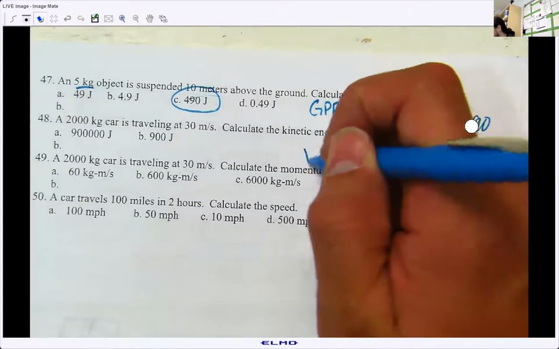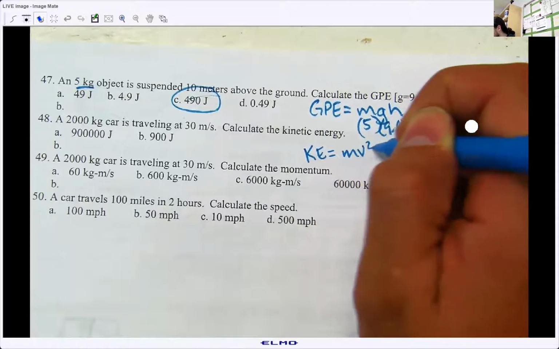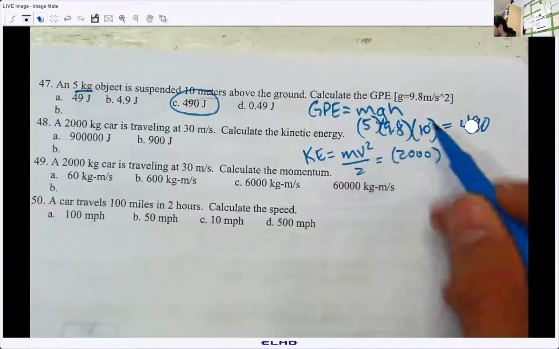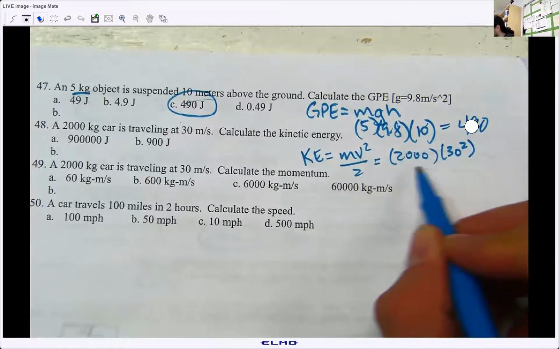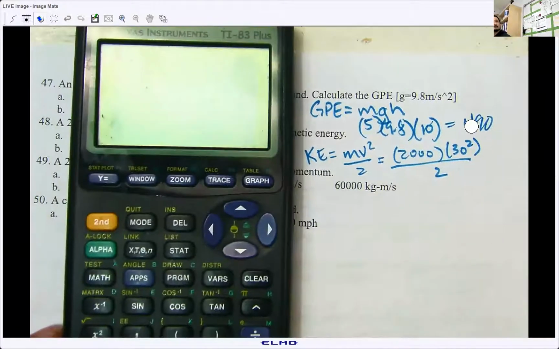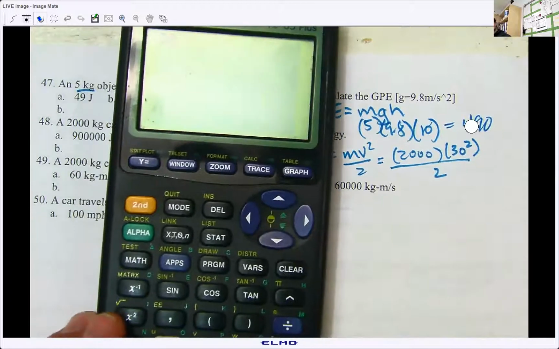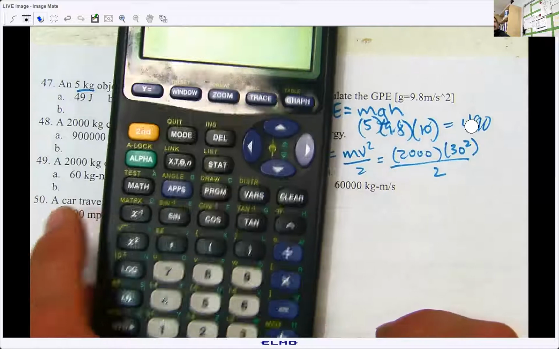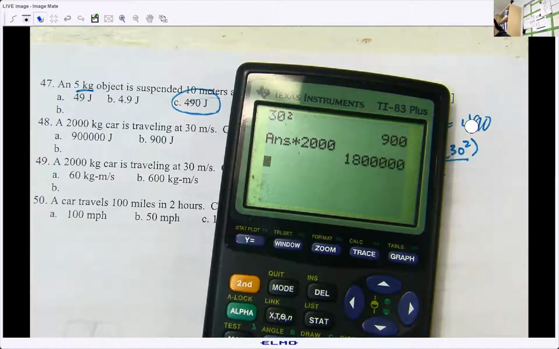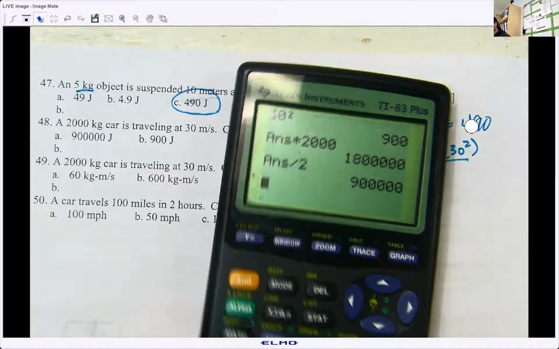Calculate kinetic energy. Kinetic energy is mass times velocity squared over 2. The mass is 2,000, so it'd be 2,000. The velocity is 30, so don't forget to square that, and that's over 2. So we plug it in on the calculator. 30, here's the square button over here by the 7. Push that. So 30 squared, I'm going to press enter. I'm going to multiply by 2,000, enter, divided by 2, enter, is 900,000.